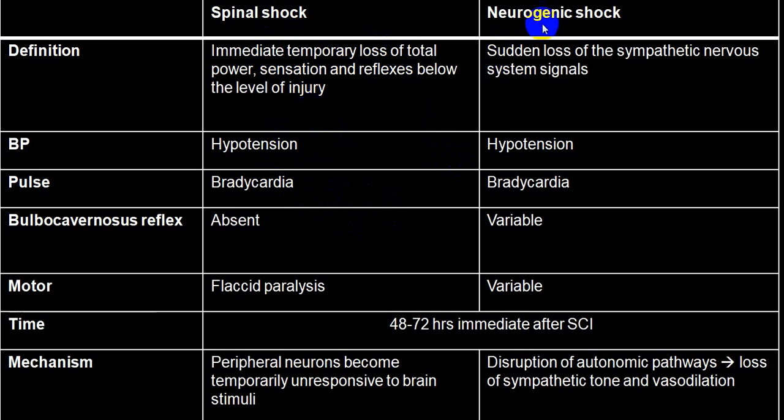But in case of a neurogenic shock, we have more of the sympathetic nervous system being affected. So you might have to treat hypotension and bradycardia as an emergency, but here for temporary purposes you will have loss of total power, sensation and reflexes below the level of injury. So we'll have a flaccid paralysis which will not be seen in a neurogenic shock. And the most common cause of spinal shock is that peripheral neurons become temporarily unresponsive, while neurogenic shock is because of disruption of an autonomic pathway.